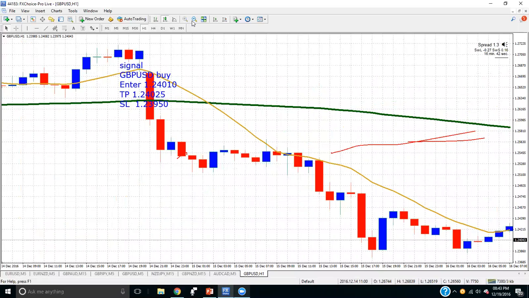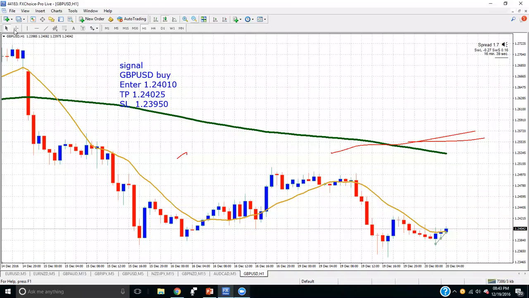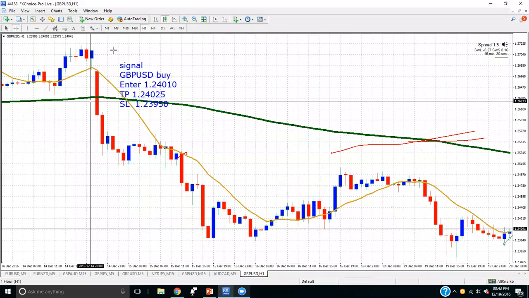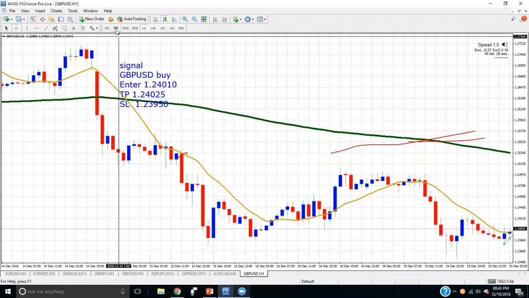Okay, so I just put it on the H1 because I knew I could really get a good picture for you guys. You can do this on the M5. I do this on the M5, by the way.